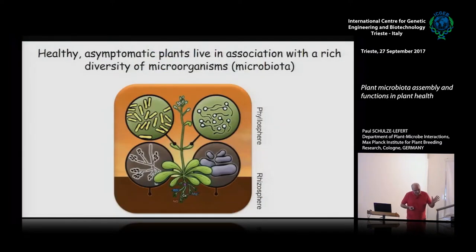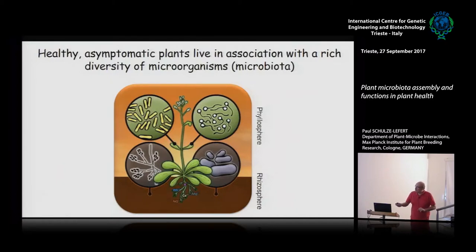Now, it started off with the observation, about 10 or 15 years ago, that any healthy asymptomatic plant out there in nature, that you see now beautifully green, lives in association with a rich diversity of microorganisms. And here's just a little bit of nomenclature. The sum of the microbial cells that populate a healthy asymptomatic plant, that is what is called the plant microbiota. So the sum of the microbial cells. The sum of the microbial genomes that colonize a healthy plant, that's called the plant microbiome. Right? So that's important to keep in mind.